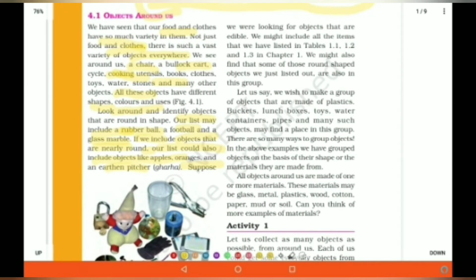Let us say we wish to make a group of objects that are made of plastics. For example, what all comes under plastic materials in our home or around us, like buckets, lunch boxes, toys, water containers, pipes, and many other things. All objects around us are made of one or more materials. These materials may be glass, metal, plastic, wood, cotton, paper, mud, or soil.